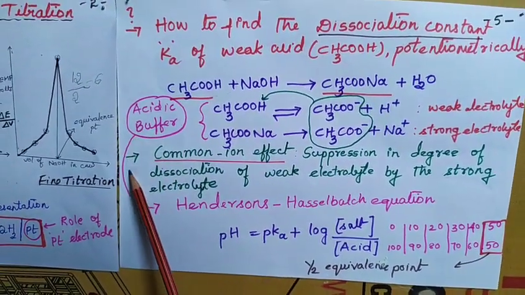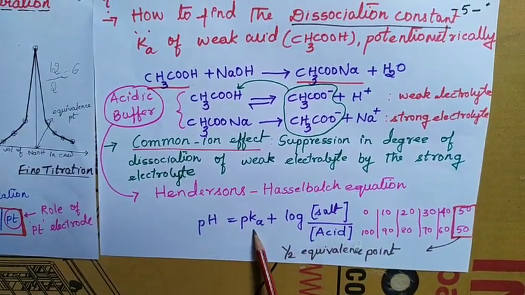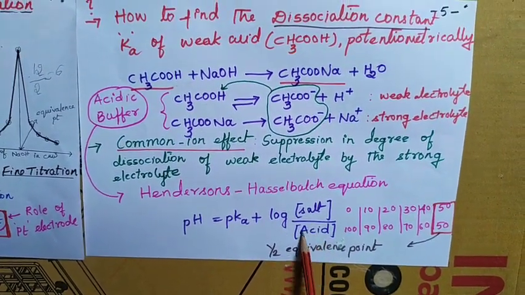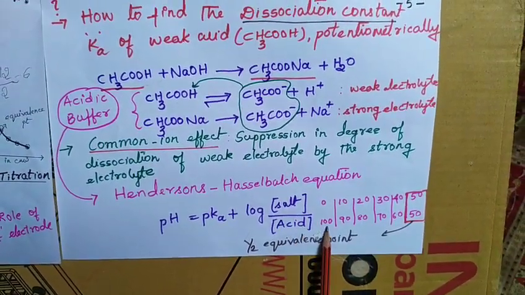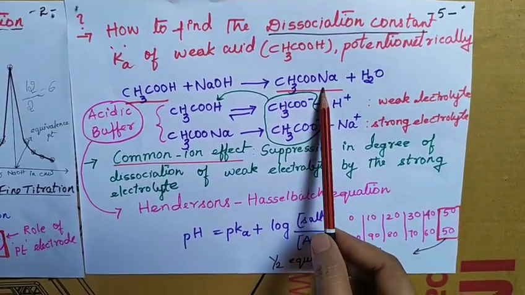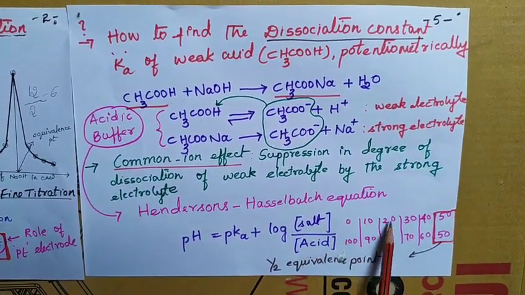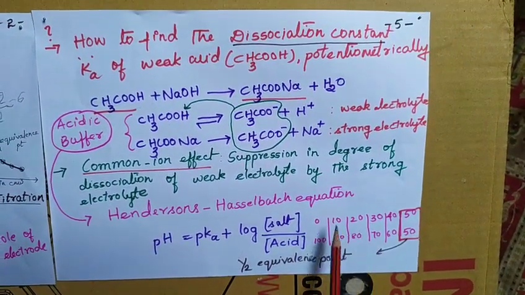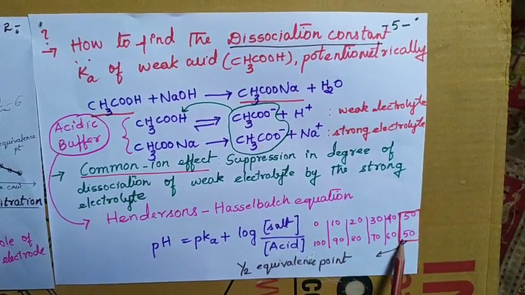Now this buffer action is also explained by the Henderson-Hasselbalch equation, that is pH is equal to pK plus log of salt concentration divided by acid. Now I'll explain what is half equivalent point here. Initially the acid concentration is 100% before the addition of base, and salt is 0. There is no formation of sodium acetate. When the salt is 10%, acid concentration is 90. When the salt is 20, acid is 80. When the salt is 30, acid is 70. Then salt is 40, acid is 60. When salt is 50, then acid concentration is 50.